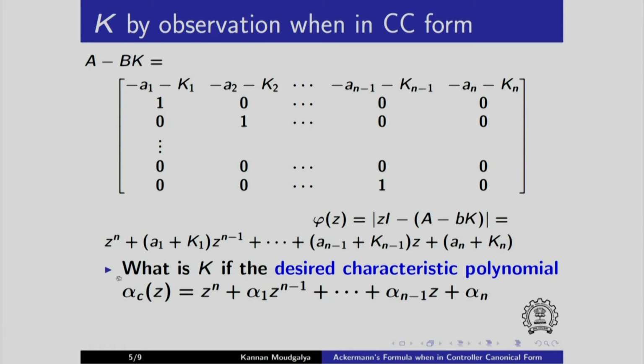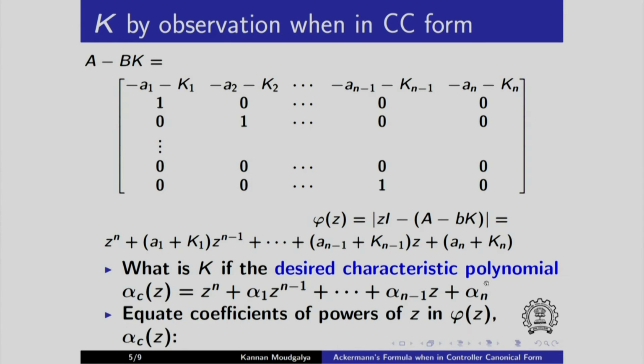So the question is, can I answer this question? What is K if the desired characteristic polynomial is given by this? So this is what I want, whereas this is what I have. I want this to be equal to this. Remember, we calculate the unknowns k1 through kn by equating the coefficients. That means a1 plus k1 is alpha 1. So what is k1? k1 is nothing but alpha 1 minus a1. Similarly, an plus kn is alpha n. So kn is alpha n minus an.